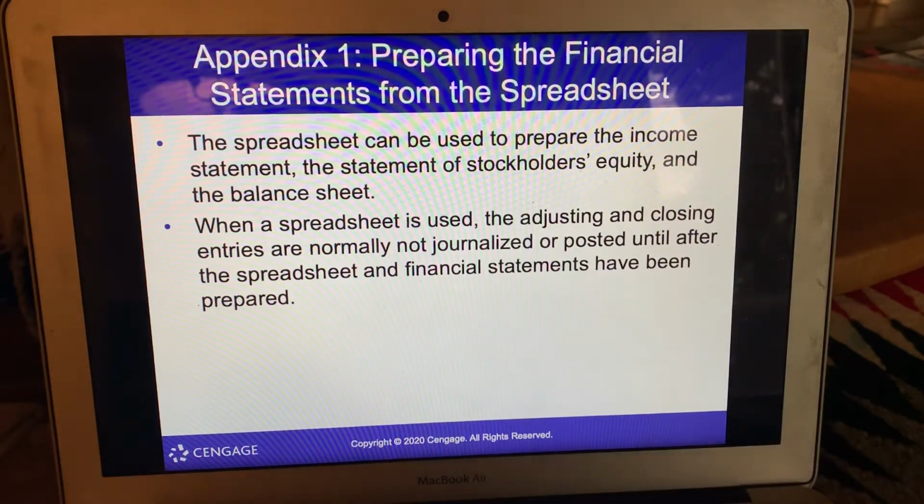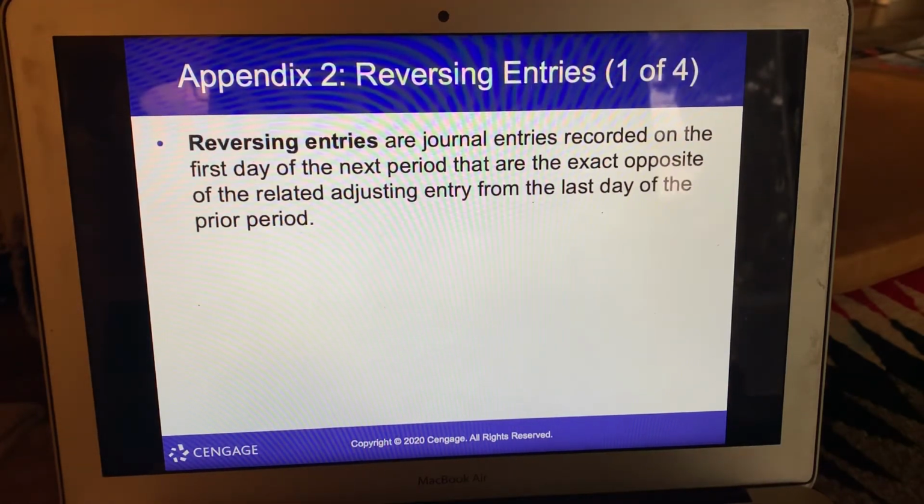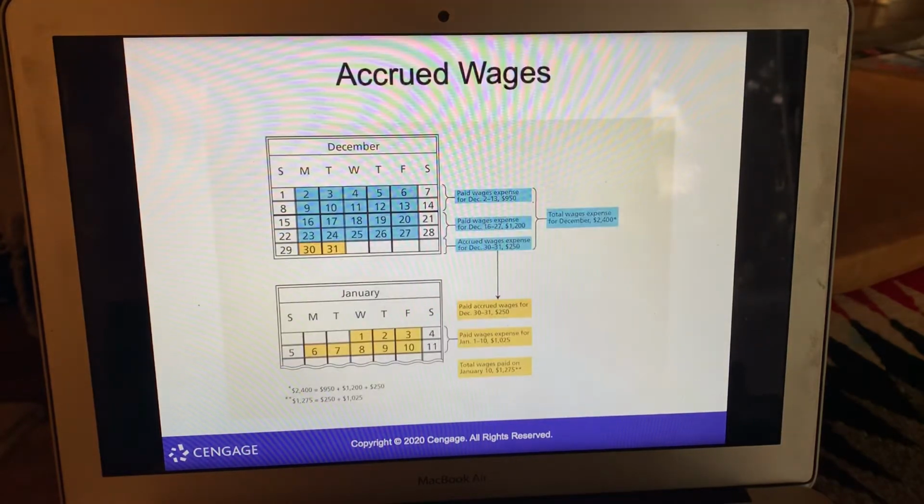So, preparing the financial statements from the spreadsheet, I'll go ahead and let you read that. Reversing entries, just in case. Accrued wages, let's see. Again, we kind of went over this, I believe, in Chapter 2, as far as how we take into account wages earned and wages payable.